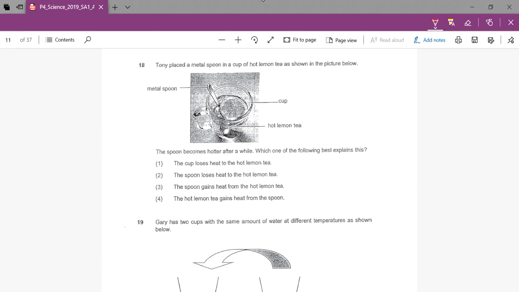Question 18. Tawny placed a metal spoon in a cup of hot lemon tea as shown in the picture below. The spoon becomes hotter after a while. Which of the following best explains this?